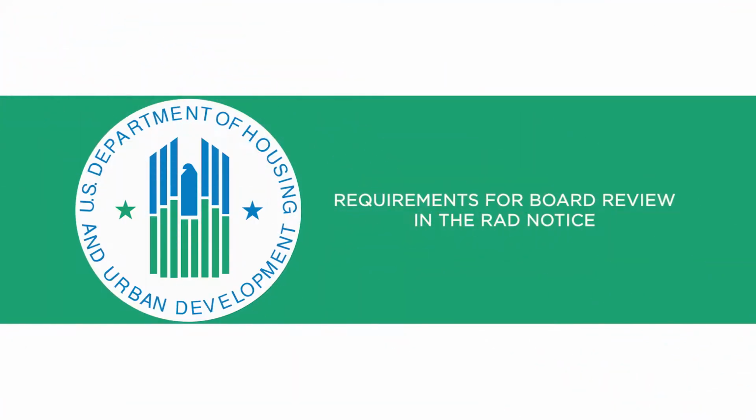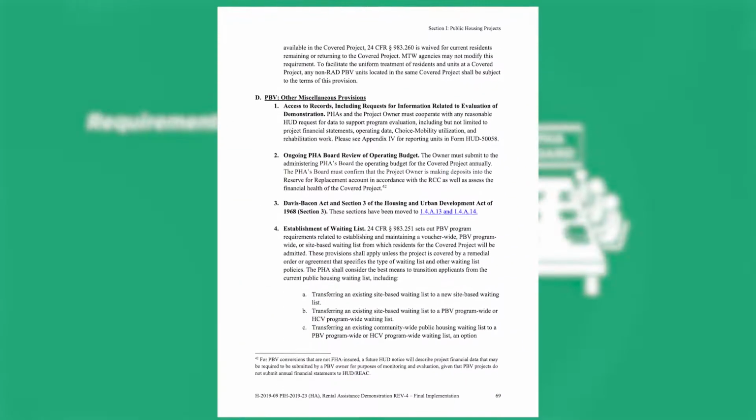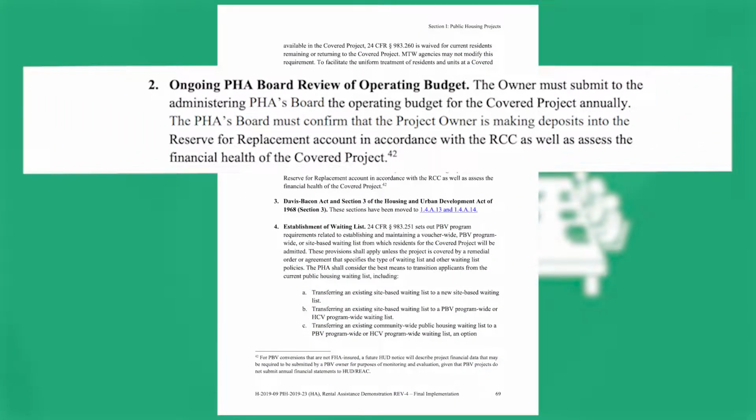Requirements for board review in the RAD notice. First, let's start with what the requirements are for a PHA board. The key information can be found in the RAD notice in the section called PHA Board Review of Operating Budget.